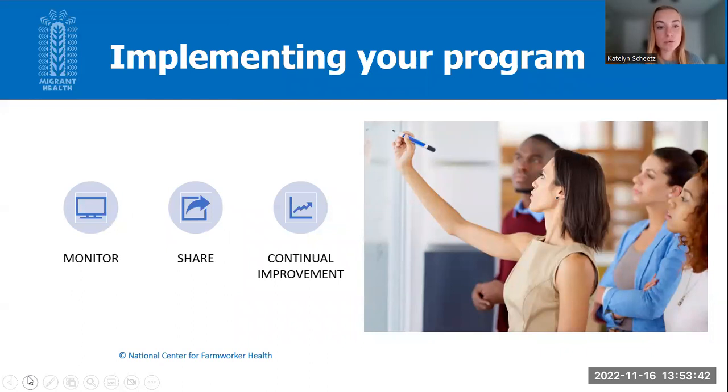And finally, we have some notes on implementing your program. So after you've gone through all of these steps to thoroughly plan your program, when it comes to executing it, there's a few things that you'll want to keep in mind. One, again, is monitoring it to demonstrate the effectiveness of your program. And that's not just for funders, but that's also to give you all a sense of, are we having our intended consequence? Are we actually lowering food insecurity, reducing food insecurity? Are we actually improving disease measures? Are folks actually experiencing an improvement in the quality of their lives as a result of this program?